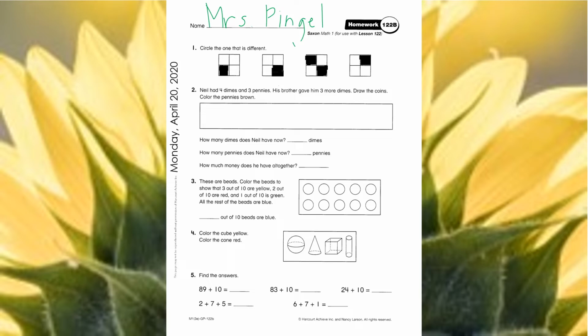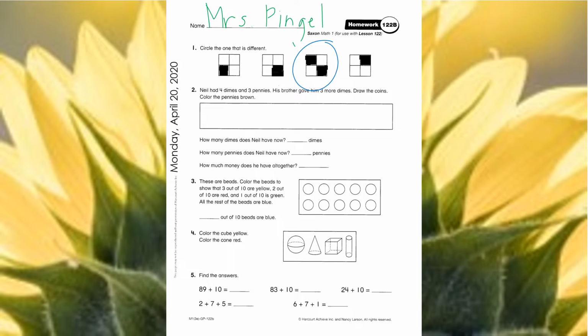Let's begin. Number 1, circle the one that is different. When I look at these shapes, I see that each shape has 1/4 shaded, except for the third one, which has 2/4 shaded. So I know that one is different. So I will circle the one that is different.